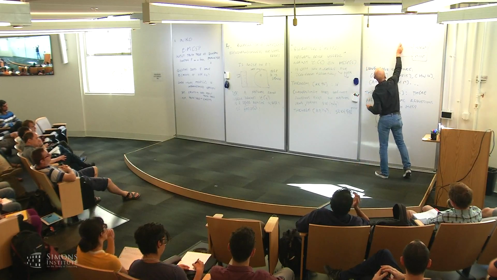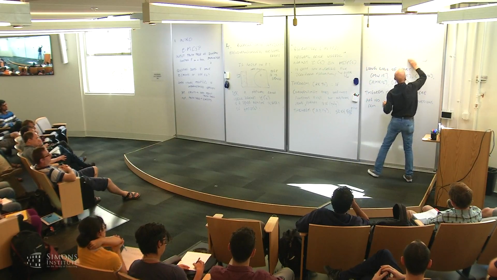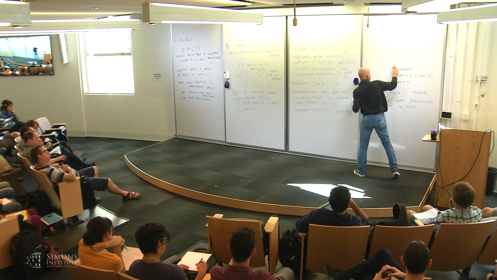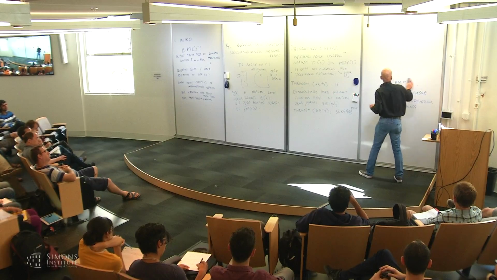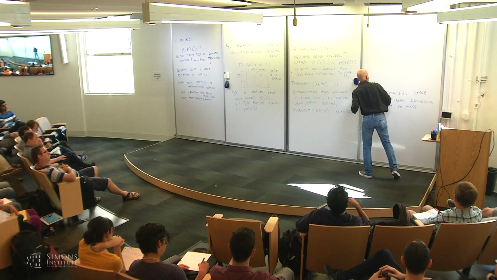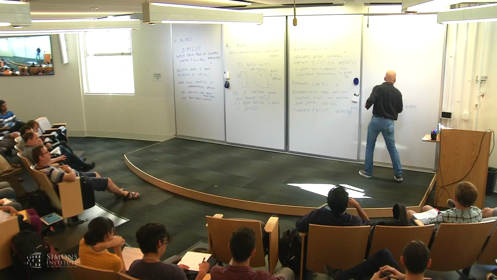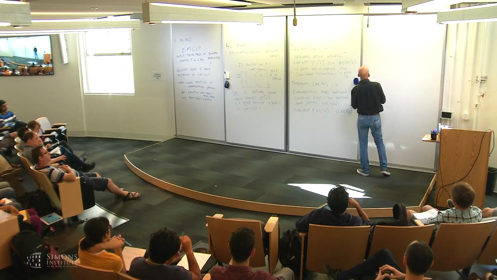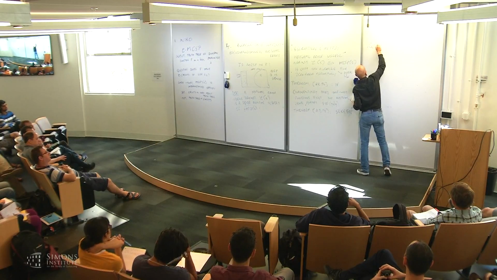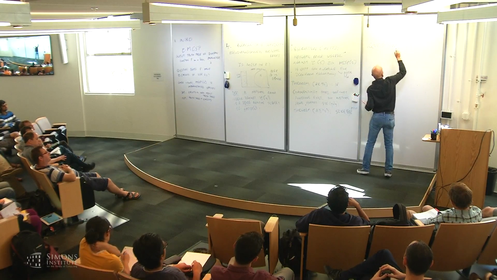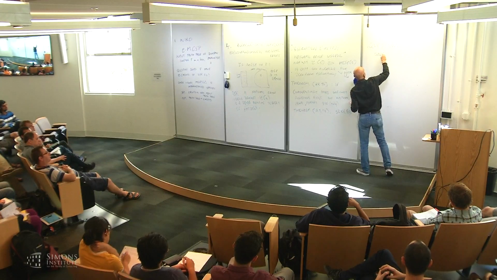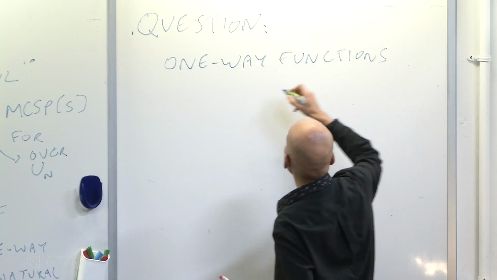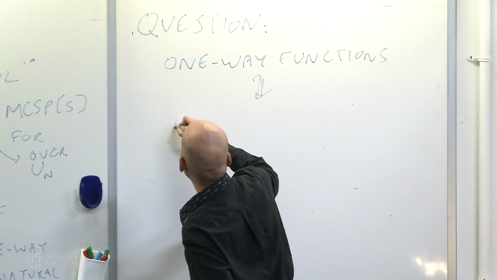So can we reverse the direction of Rahul-Rudich? Rahul-Rudich showed that if one-way functions exist, then natural proofs don't exist. But can we also show that if natural proofs don't exist, then one-way functions exist? So, question: is the existence of one-way functions equivalent to MCSP?